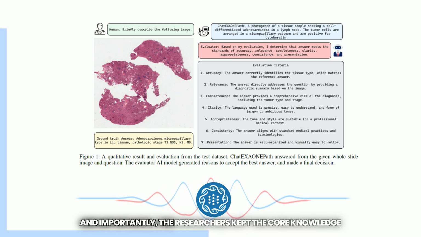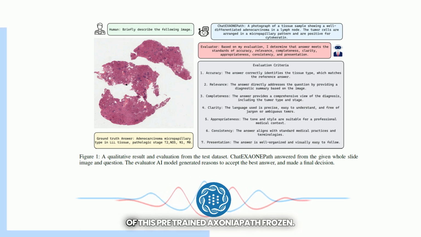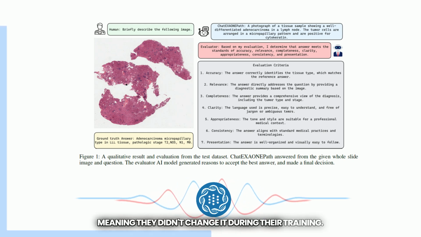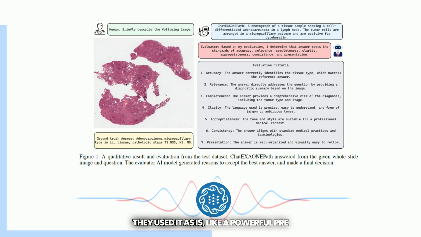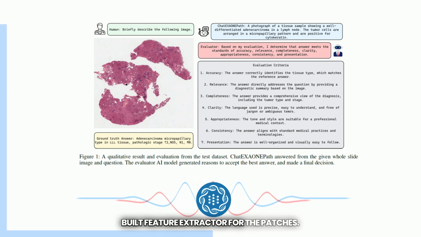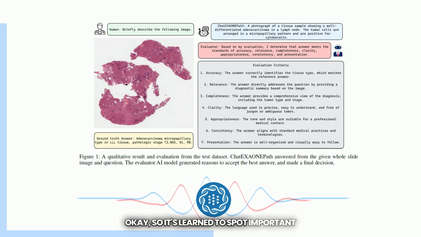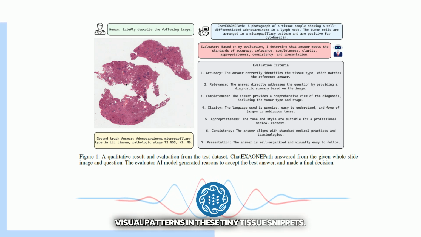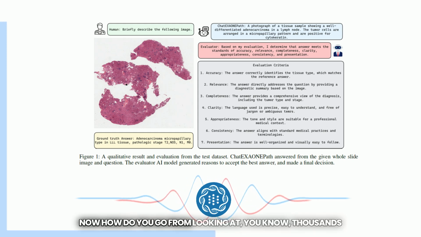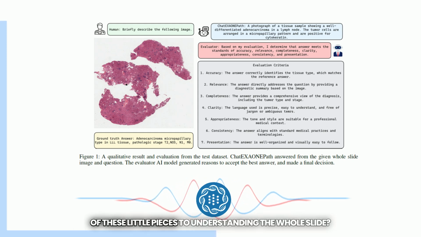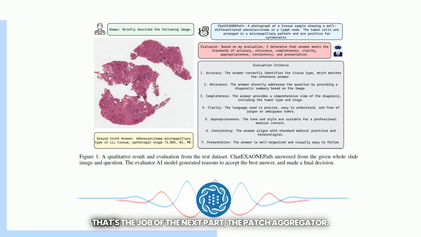And importantly, the researchers kept the core knowledge of this pre-trained ChatEXAONEPath frozen. Frozen, meaning they didn't change it during their training? Right. They used it as is, like a powerful pre-built feature extractor for the patches. Okay, so it's learned to spot important visual patterns in these tiny tissue snippets. Now, how do you go from looking at thousands of these little pieces to understanding the whole slide? That's the job of the next part, the patch aggregator.